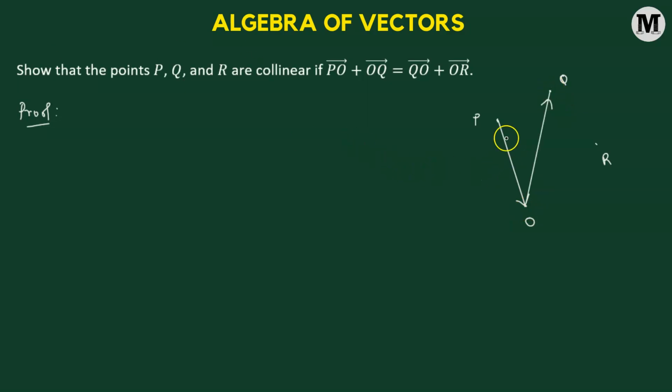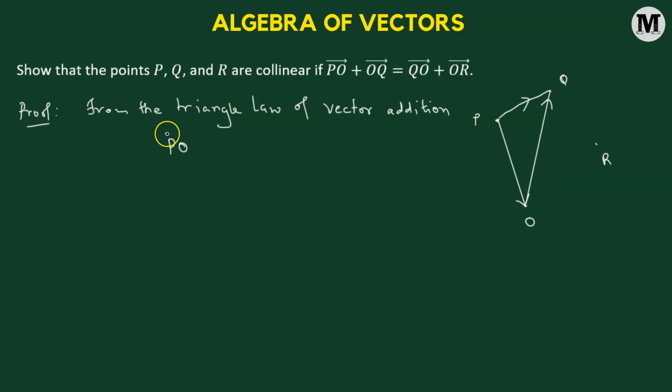Now, since we are taking the sum of the two vectors, PO vector and OQ vector, we can find the resultant vector by joining the initial point of the vector PO and the terminal point of vector OQ with a straight line going from P towards Q. So this is going to be PQ vector, the resultant of the sum PO vector plus OQ vector from the triangle law of vector addition. PO vector added to OQ vector will be equal to PQ vector. Let's label this as number 1.